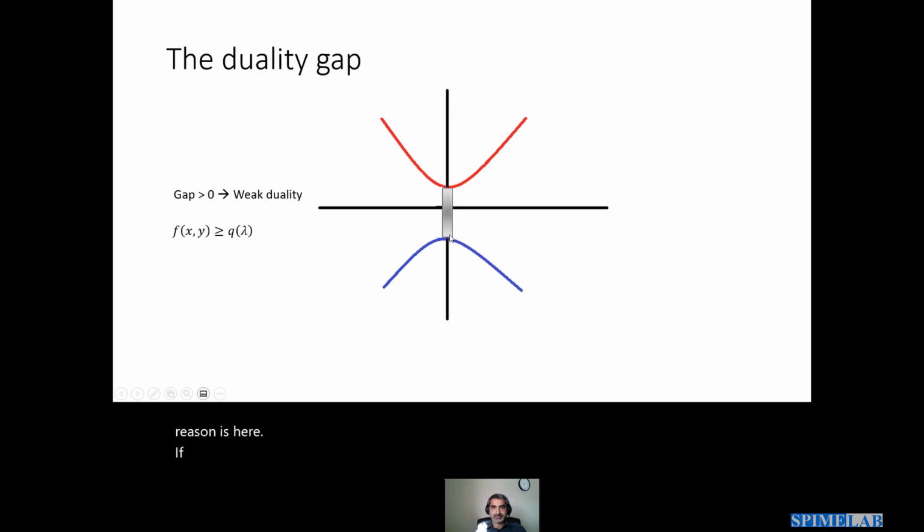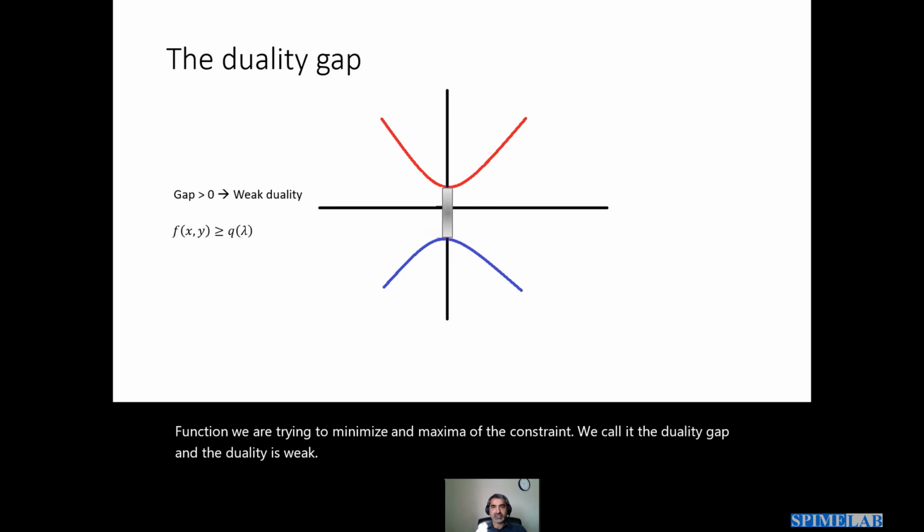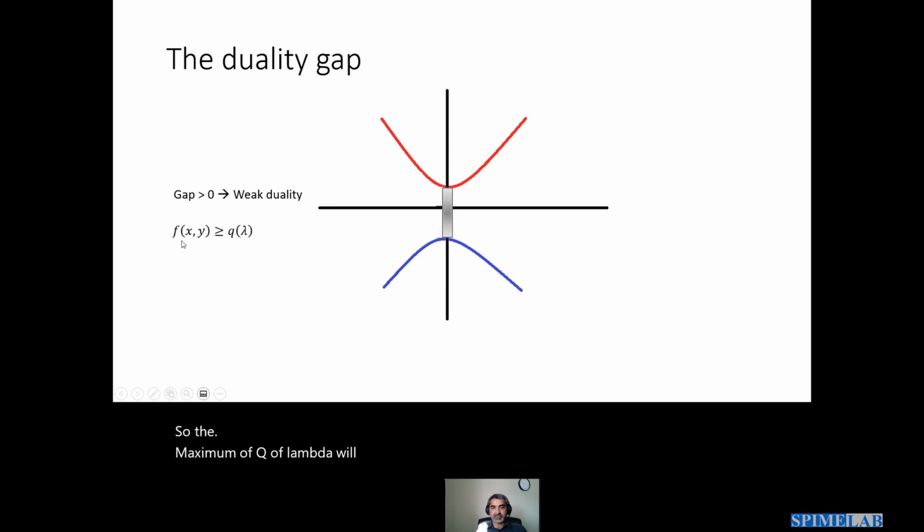If there is a gap between the minima of the function we are trying to minimize and the maxima of the constraint, we call it the duality gap. And the duality is weak if we put both in one equation with the Q of lambda terms. So the maxima of Q of lambda will always be less than the minima of f of x. Let's say x is x. This is just a two-dimensional function here.